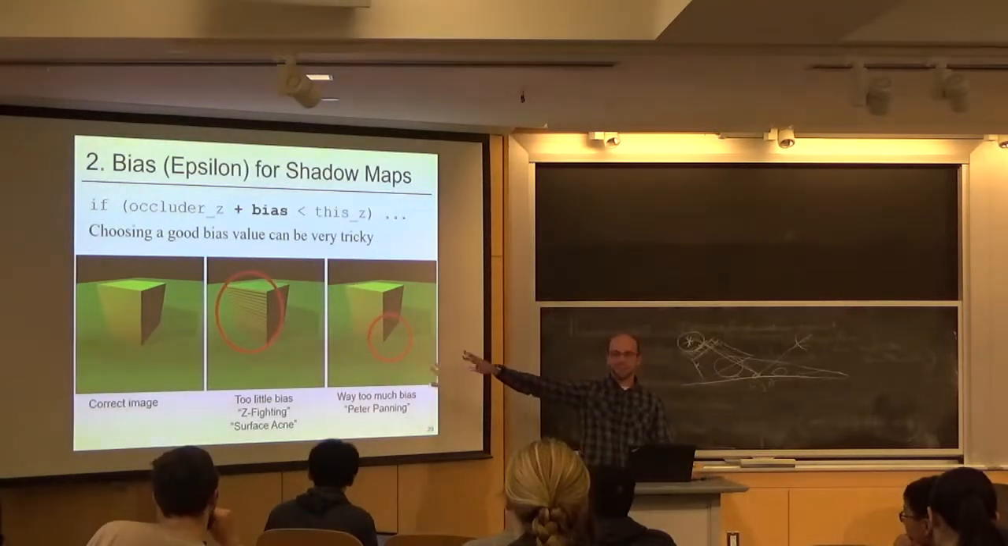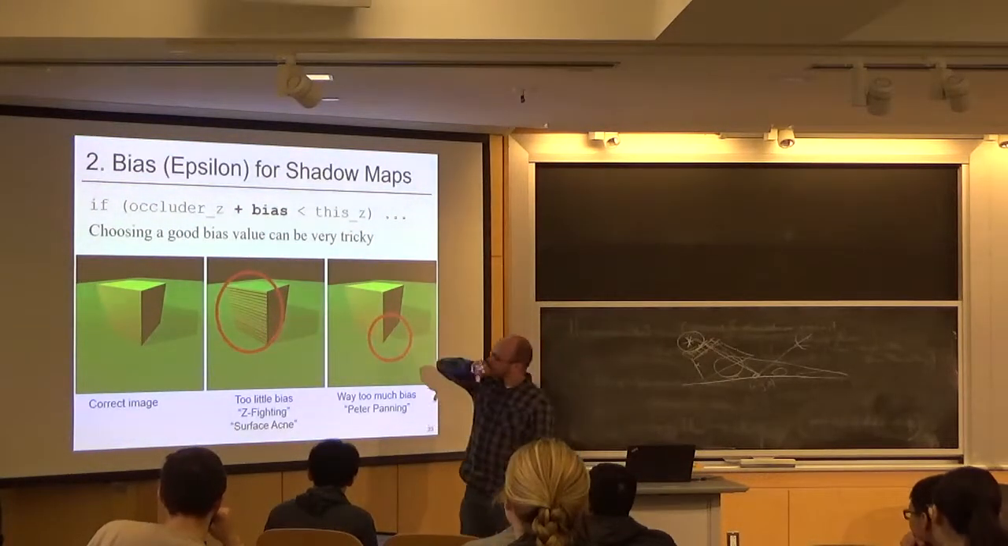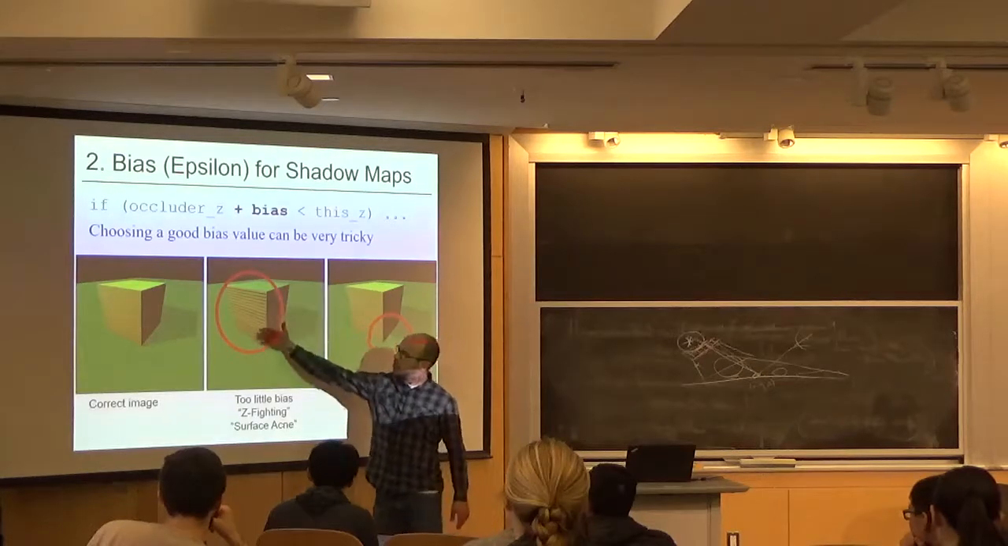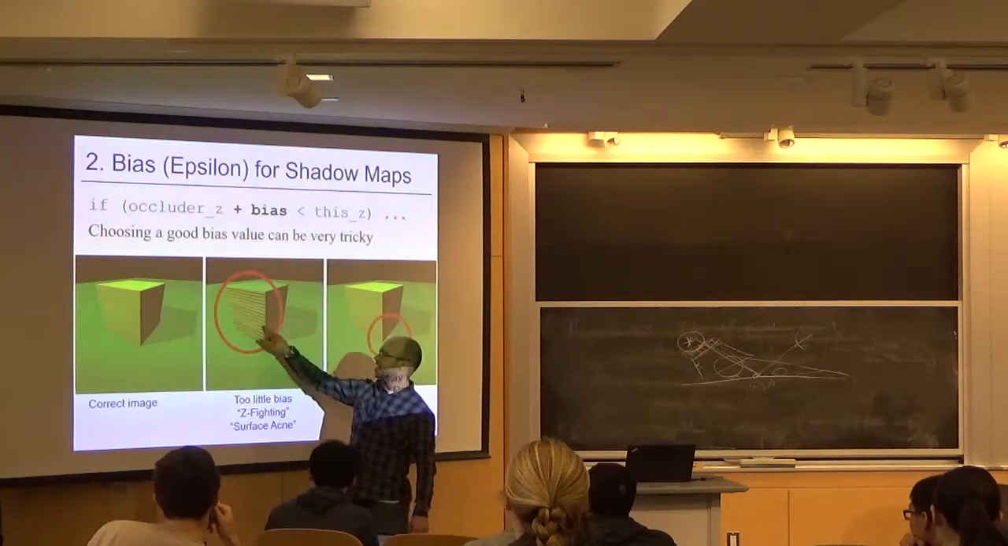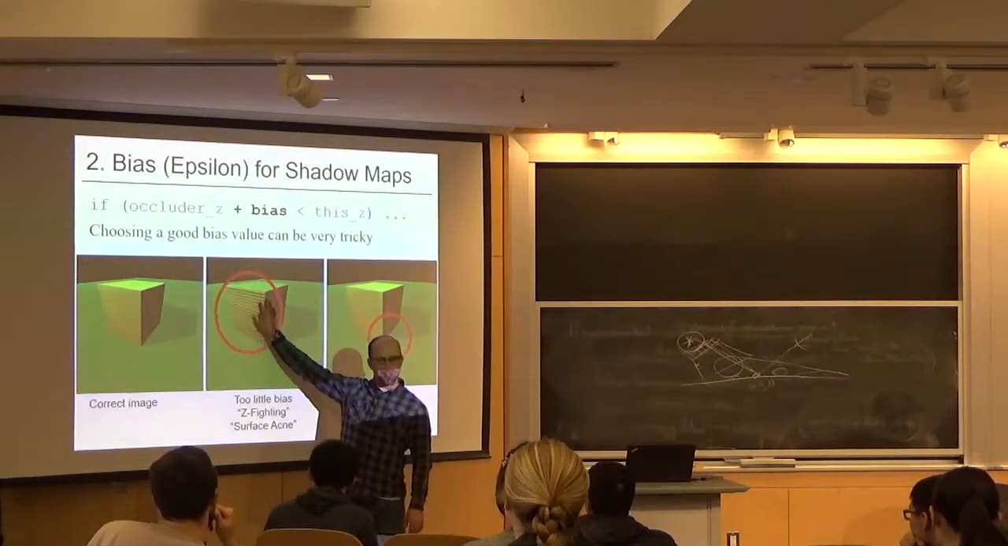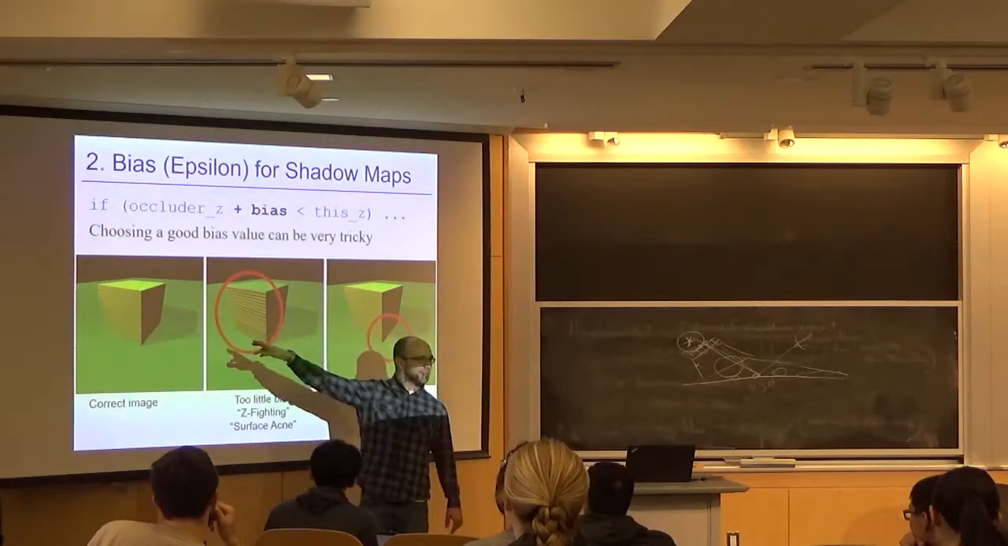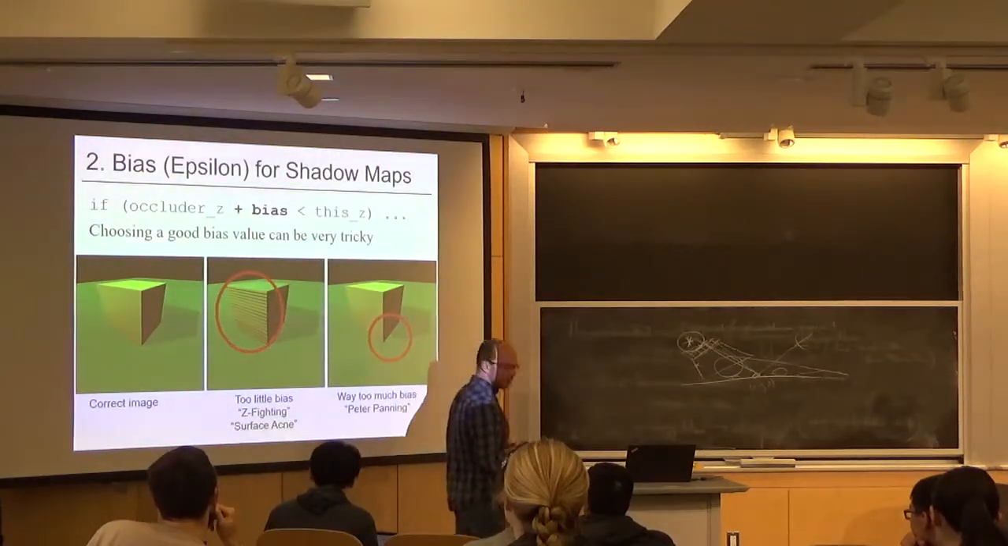So here's an example of what this looks like. So here we rendered a cube, and on the face of the cube, apparently numerical precision was such that every once in a while the shadow of the cube ended up on top. And that's a pretty common thing.